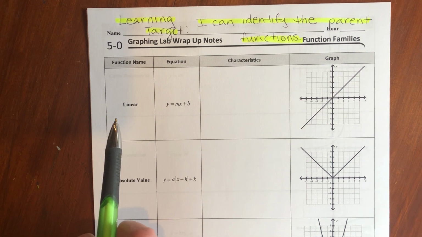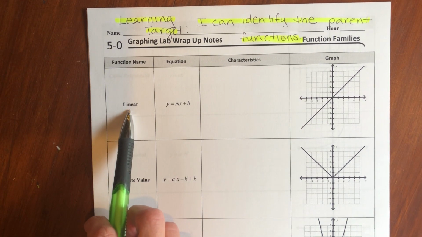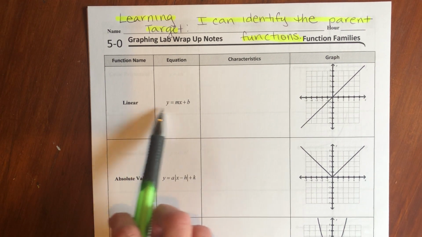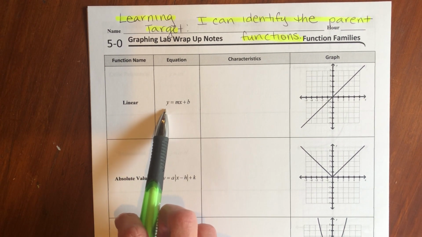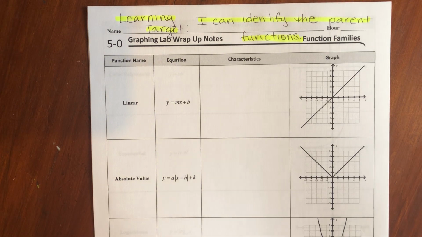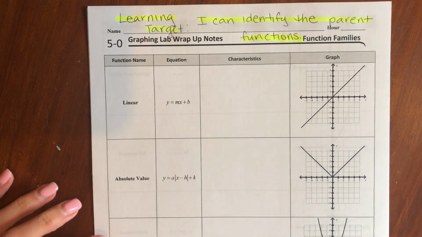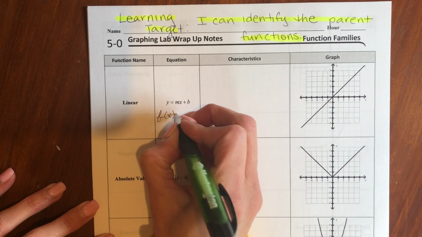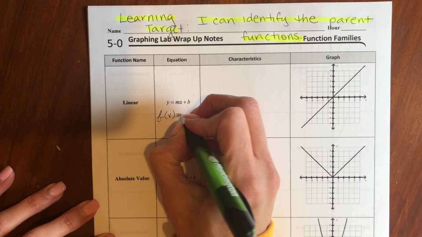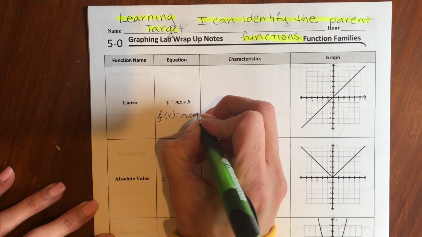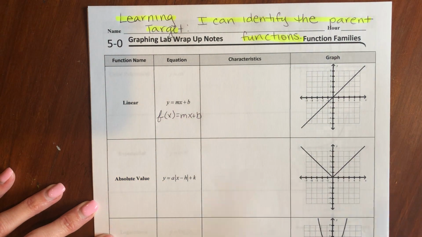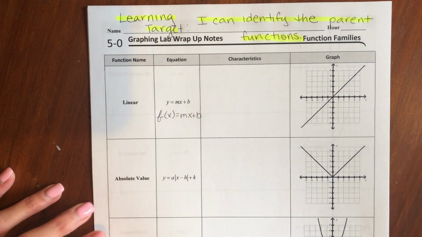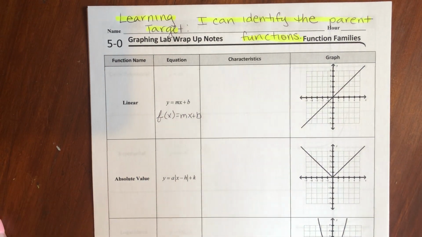So the first one is called the linear function. This is one that we're very familiar with. We've been working with the linear function, and the basic equation is y equals mx plus b. In last lesson we talked about function notation. You can do f of x equals mx plus b. So all of these, you could replace that y with the f of x to write it in function notation.